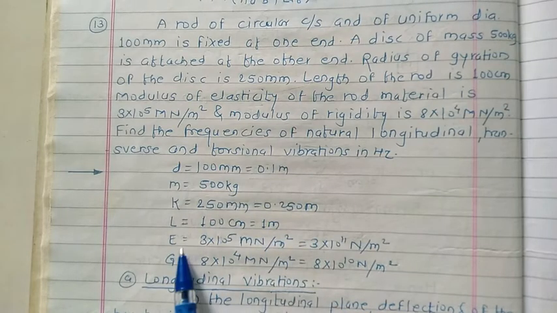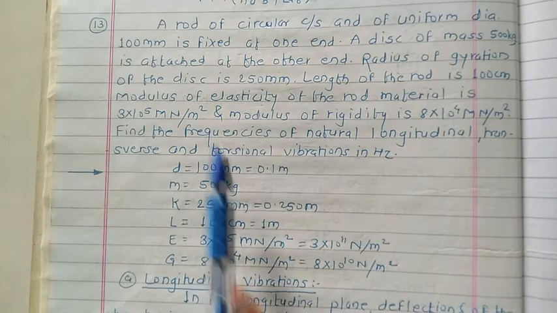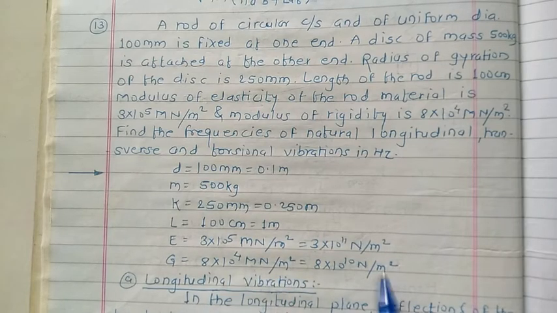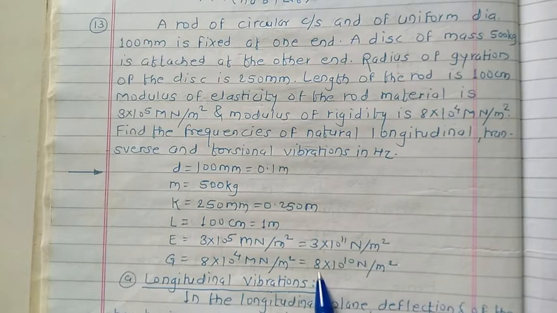Okay, so here the modulus of elasticity is also given. E equals 3 into 10 raised to 5 mega Newton per meter square. Mega means multiply by 10 raised to 6. So 6 plus 5 is 11, and we get 3 into 10 raised to 11 Newton per meter square. Similarly, modulus of rigidity G equals 8 into 10 raised to 4 mega Newton per meter square. Mega means 10 raised to 6, so 6 plus 4 is 10. So we get G equals 8 into 10 raised to 10 Newton per meter square.